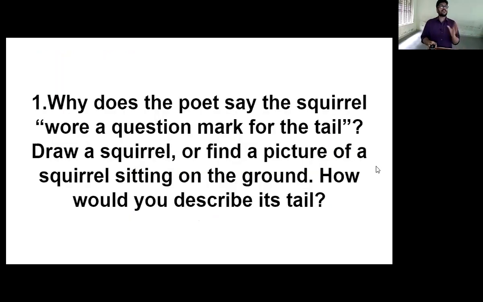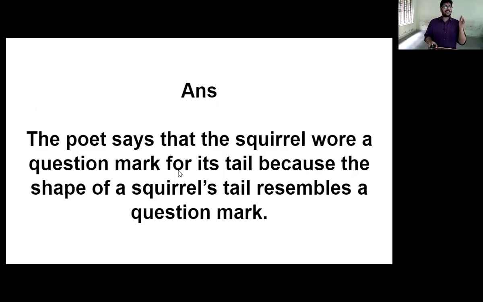So the first question, why does the poet say the squirrel wore a question mark for the tail? Draw a squirrel or find a picture of a squirrel sitting on the ground. How would you describe its tail? So the first question consists of different parts, and first of all we are discussing the first part. Why does the poet say the squirrel wore a question mark for the tail? So the answer is, the poet says that the squirrel wore a question mark for its tail because the shape of a squirrel's tail resembles a question mark. So the poet described the tail as a question mark because of its shape.